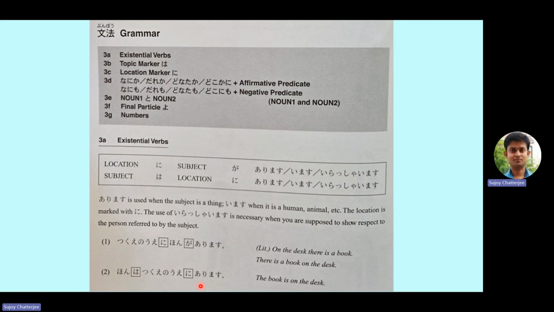So that's why, since hon is not important, hon is followed by wa, and there is no ga particle here. It's not hon ga tsukue no ue ni arimasu, because here hon is not important. Here the more important thing is tsukue no ue. But in the previous one the book was more important, because we know something is there on the top of the table, but what is that? It's the book. So book gets the emphasis in that sentence.